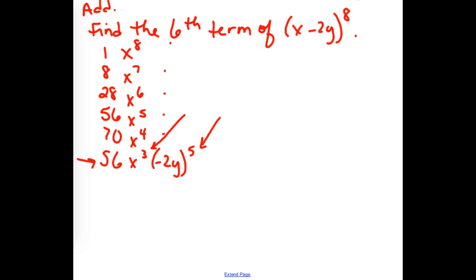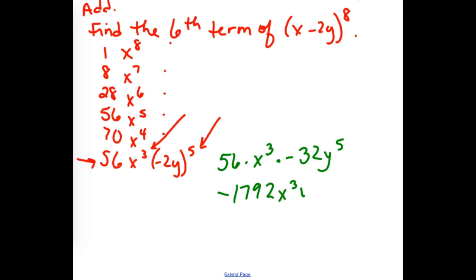Negative 2 to the 5th is what? Okay. So we have 56 times x cubed times negative 32y to the 5th. What's 56 times negative 32? Let's not guess. Let's actually type it in. Okay. And then our variable parts would be x to the 3rd, y to the 5th. Yes?